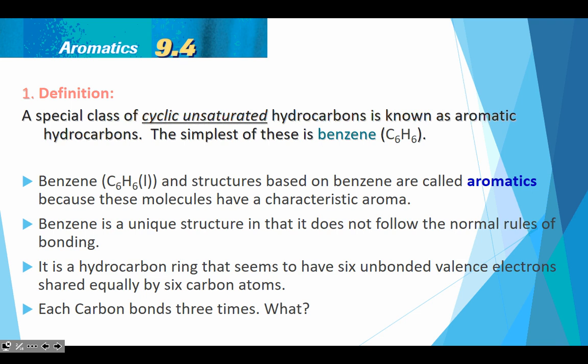Benzene is a unique structure in that it does not follow the normal rules of bonding. It is a hydrocarbon ring that seems to have 6 unbonded valence electrons shared equally by 6 carbon atoms. Each carbon bonds 3 times. What? That's because it has moving double bonds.